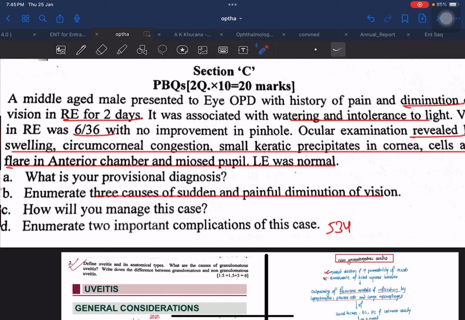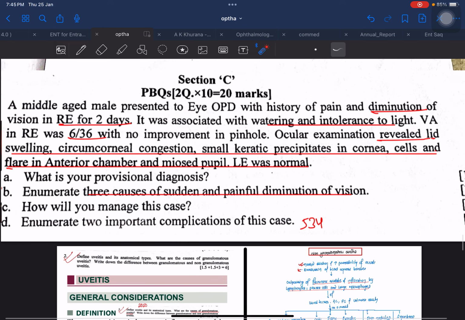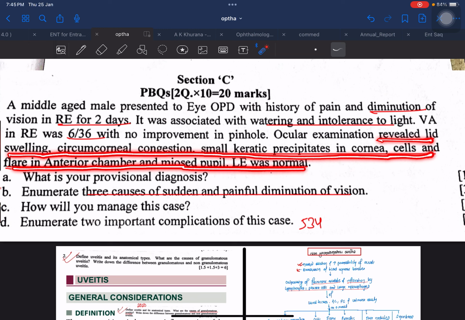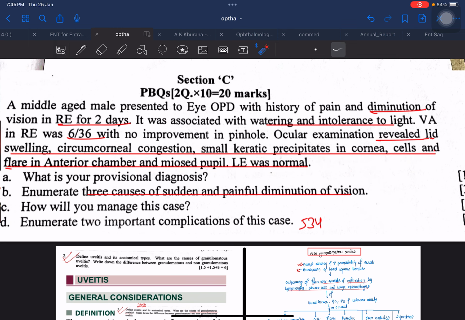A middle-aged man presented in the OPD with a history of pain and diminished vision in the right eye for 2 days. It was associated with watering and intolerance to light. Visual acuity in the right eye is 6/36 with no improvement on pinhole. Ocular examination reveals lid swelling, circumcorneal congestion, small keratic precipitates in the cornea, cells and flare in the anterior chamber, and a myosed pupil. So what is the diagnosis? The diagnosis is uveitis, or specifically, anterior uveitis. Here we are saying it because circumcorneal congestion, small keratic precipitates, and cells and flare in the anterior chamber are present. That's why.